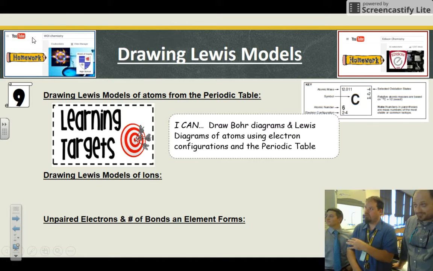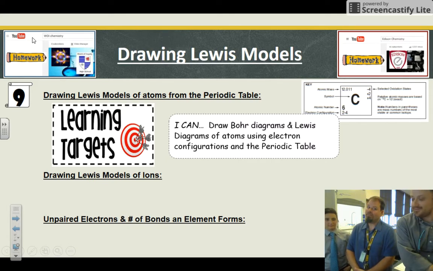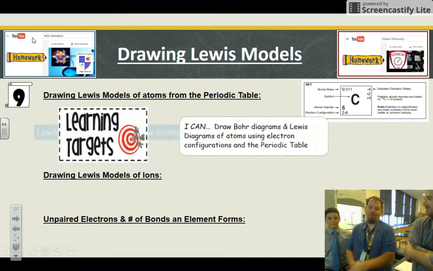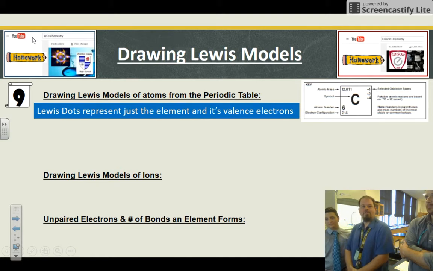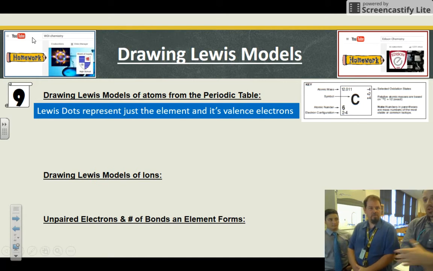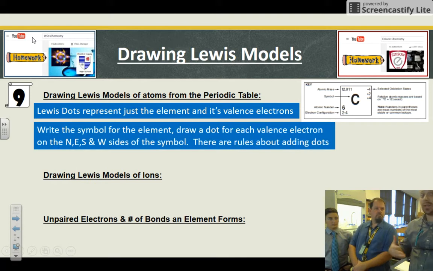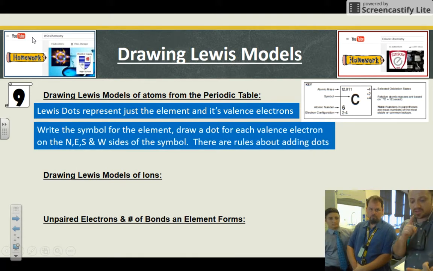Same learning target, except for this one we're going to focus on Lewis, not Bohr. All we need to do with Lewis dots is represent the element symbol and the number of valence electrons. Those super common letters everybody knows take the place of protons, neutrons, and kernel electrons in our models.